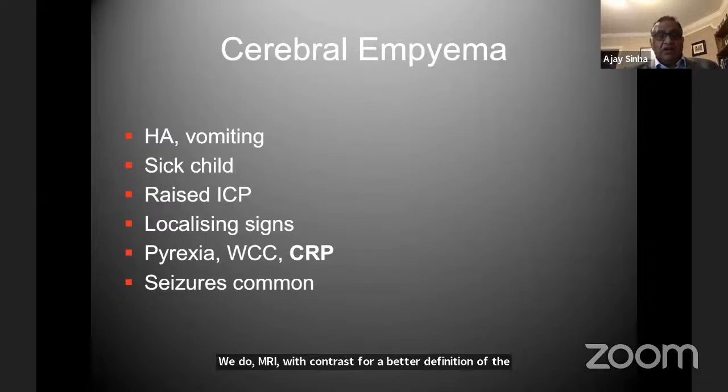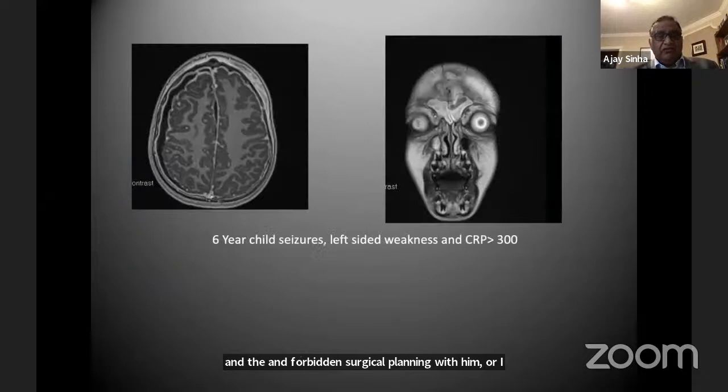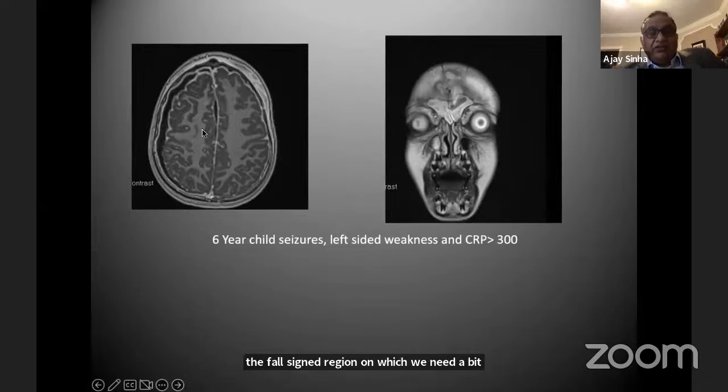MRI allows us to use it for image guidance because quite a few of them would extend into the falx region, which we need a bit more definition of. It also gives us a better idea of the sinuses and the cortical venous thrombosis.